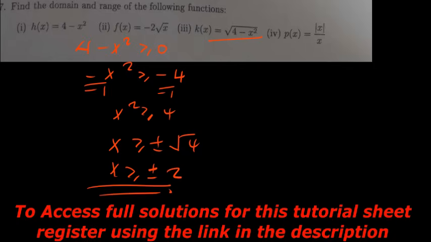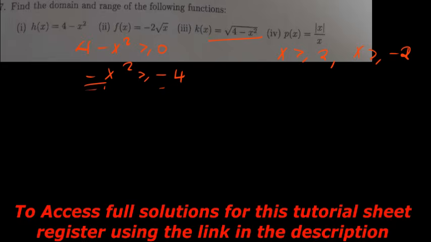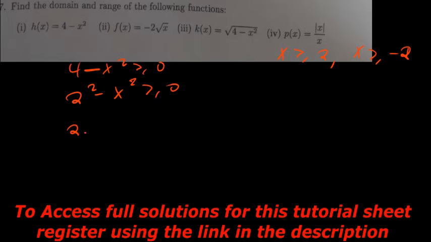I've got two values. X is greater than or equal to 2, and x is greater than or equal to negative 2. If I want to find the domain and I discover that I've got more than one solution, then this tells me that this is an inequality. And remember, if I have got 4 minus x squared greater than or equal to 0, it's the same as 2 squared minus this, which is going to be the difference of 2 squares, like this.